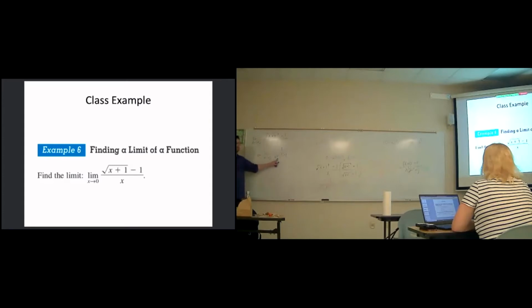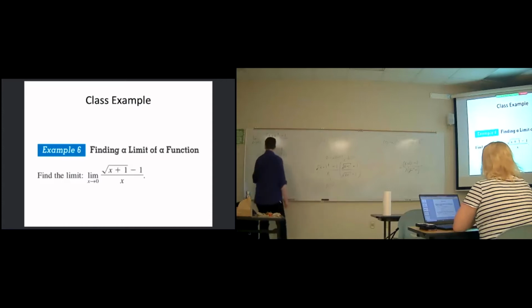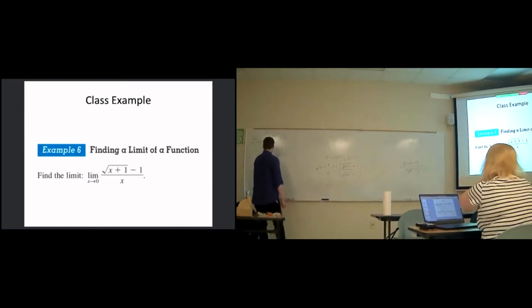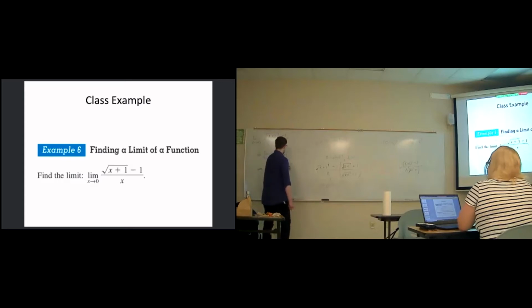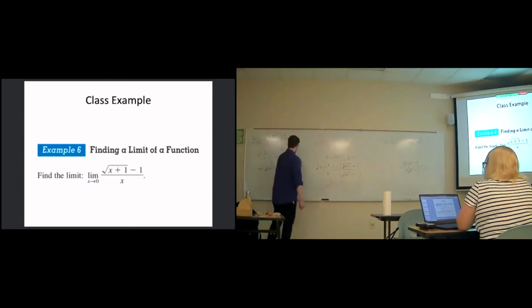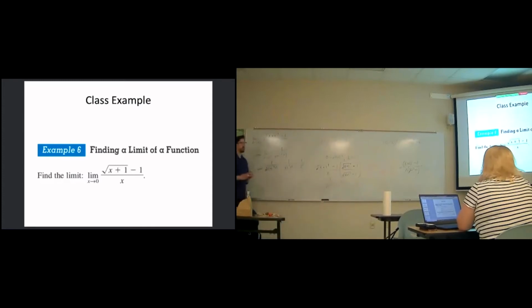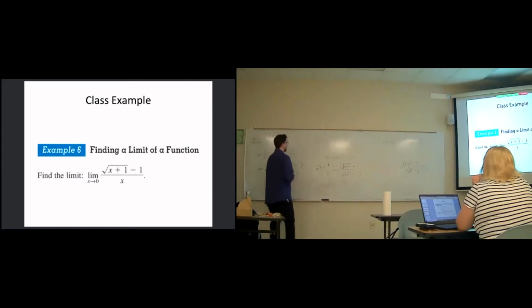X can be 0 here, so setting this to 0. This is going to come out to be 1 over square root of 0 plus 1 plus 1, or square root of 1 plus 1, or just 1 over 2. So what the hell did I just do? Because a lot of stuff just happened here, right?